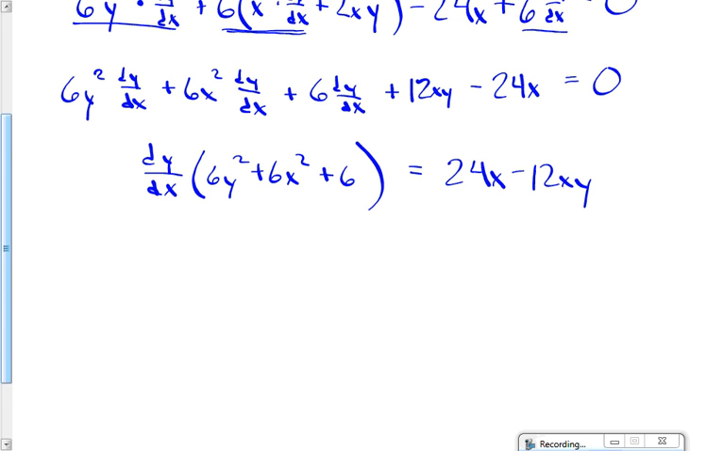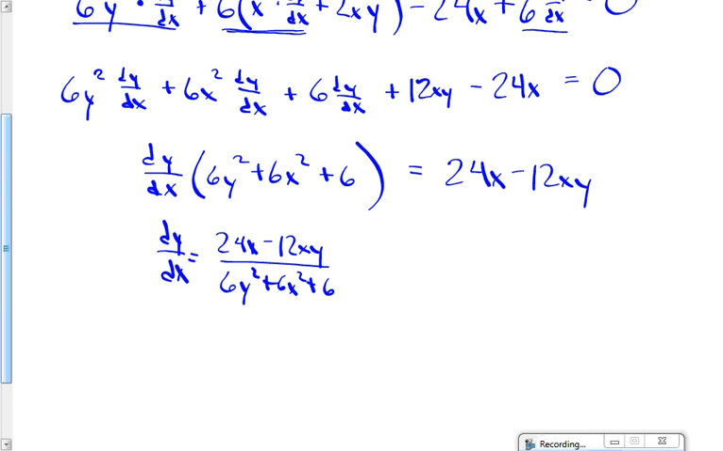Last step. Divide. dy dx is equal to 24x minus 12xy over 6y squared plus 6x squared plus 6. And it matches perfectly the answer they gave us, right?